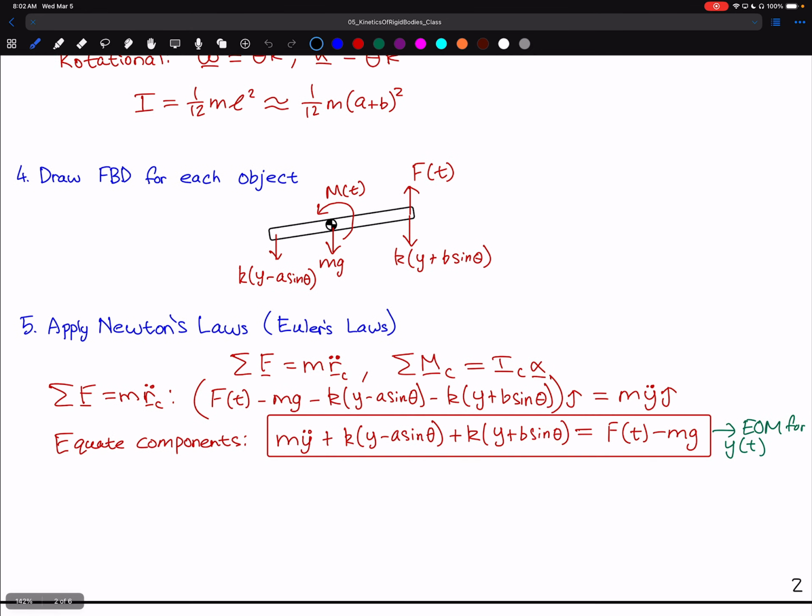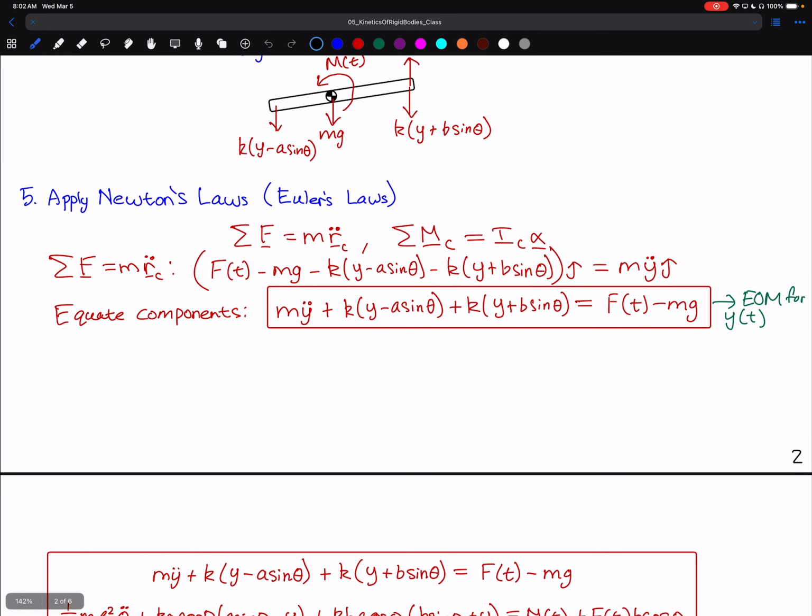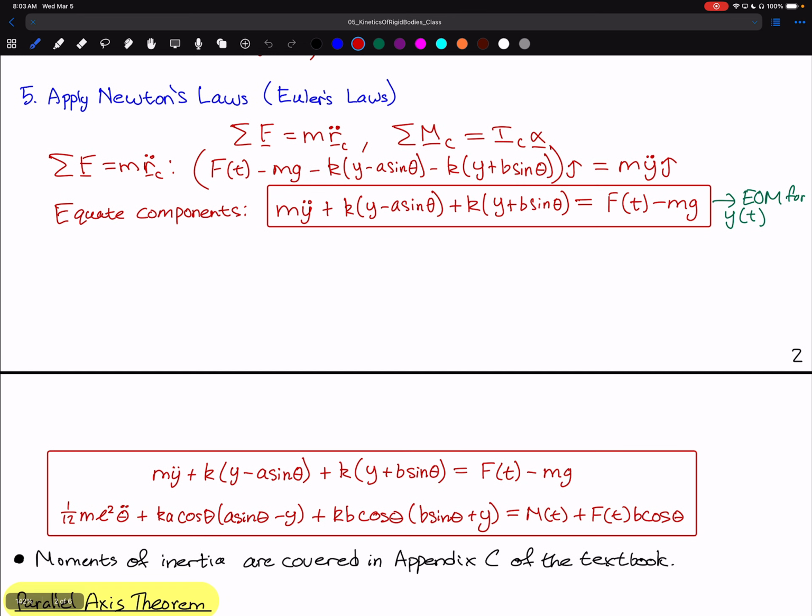We then went and did a free body diagram, and then we started applying Newton's laws, which are also Euler's laws. We started off with just the translational form, and now we're going to do the rotational form to compute the moments acting about the center of mass. Okay, so where are we? We found our equation of motion for y of t. We're now going to sum the moments about the center of mass. And if the system were pinned somewhere, you would sum the moments about the pinned position rather than the center of mass. But this is going to be equal to the moment of inertia.